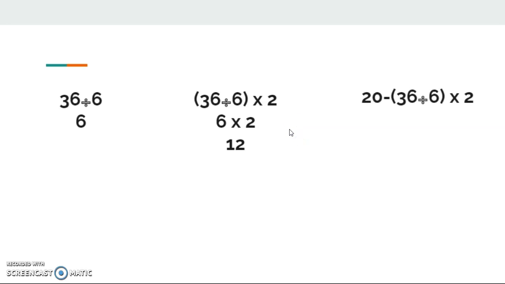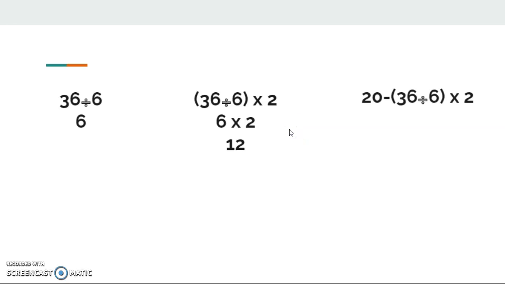Let's look at some other situations. What if I have 36 split into 6 groups? We know that means there's going to be 6 in each group. So 36 split up by 6. Let's extend it. 36 split up into 6 groups, and I'm going to have 2 of those. 2 times 36 split into 6 groups. We'd have to find the value of us splitting it up first, and then we can have 2 of them. Let's extend it one more time.